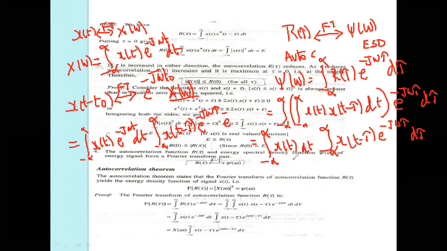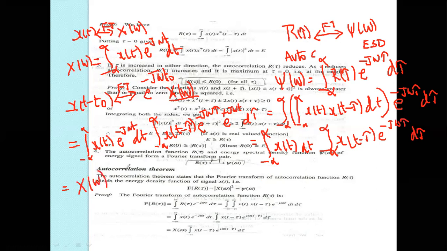Okay, you see the R of tau is equal to the integral of r of tau into e power minus j omega tau d tau, and e power minus j omega t. Here also, if we take e power minus j omega t and e power plus j omega t, plus and minus, there is no change in the function. So in the first integral, the integral of x of t e power minus j omega t dt is X of omega.